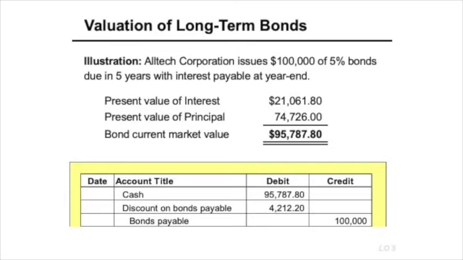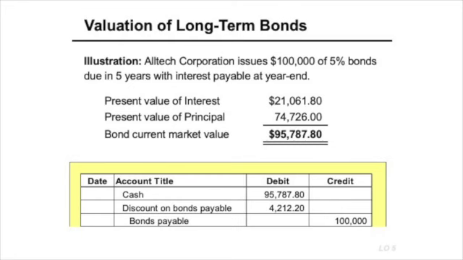We add the two together. We take the present value of the interest payments, which is $21,061, and the present value of the principal payment, which is $74,726. We add those together. The bond's market value is actually $95,787. Note, that's less than the face amount of $100,000. It is because the market is demanding a 6% return and the bond's only paying a 5% return. The bond is paying out less than what the market demands every year. Well, that means the market is just going to give you less money up front than the face value.